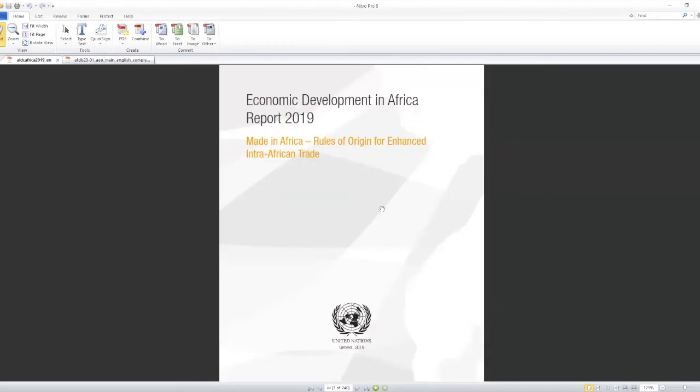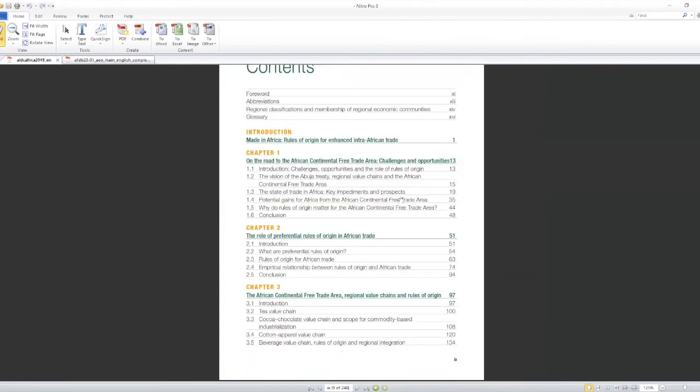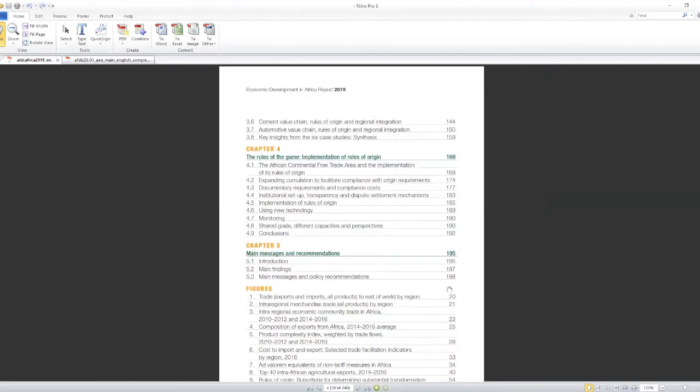And in this issue, they covered everything from, let's get to the table of contents. They covered everything from the African Continental Free Trade Area, its challenges and opportunities, breaking down what it means for people who want to do business in Africa. And they also looked at the role of preferential rules of origin in African trade, right? Again, they come to the AfCFTA, talking about regional value chains and rules of origin, right? They also talk about the implementation of rules of origin, right? And then they give their recommendations.